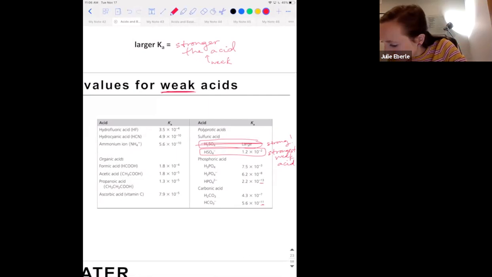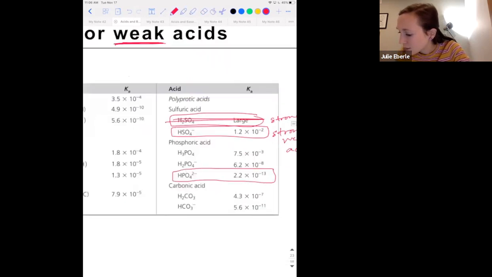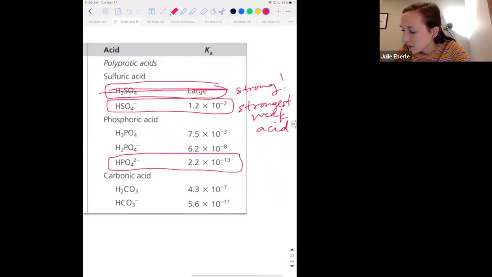HCO3. Okay, where's HCO3? Okay, Jenna says this one right here. Jenna said I lied. Jenna, come on now. Which one is the smallest? HPO4 with a minus 2 charge. You're right. This one is even smaller. The Ka value is 10 to the minus 13. Okay, so that is the weakest.